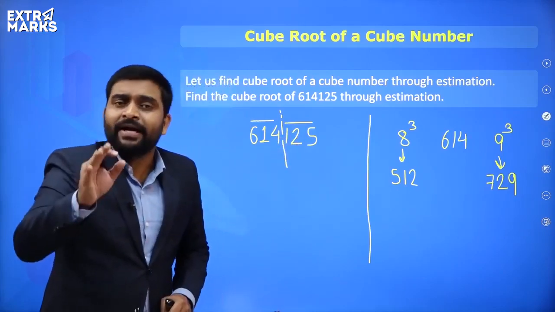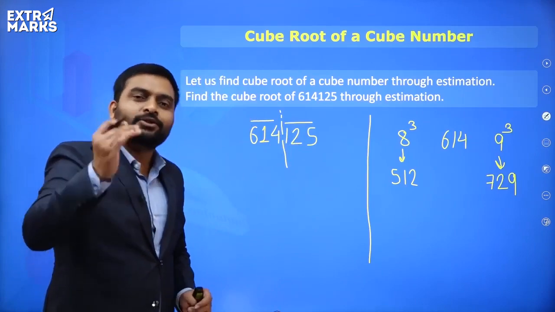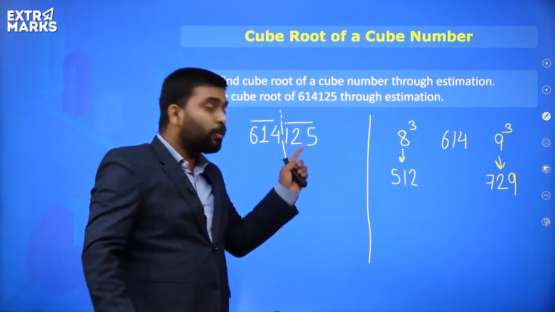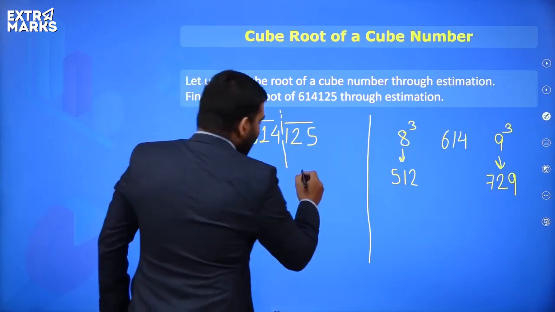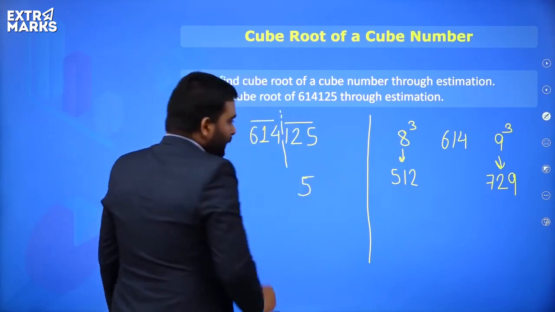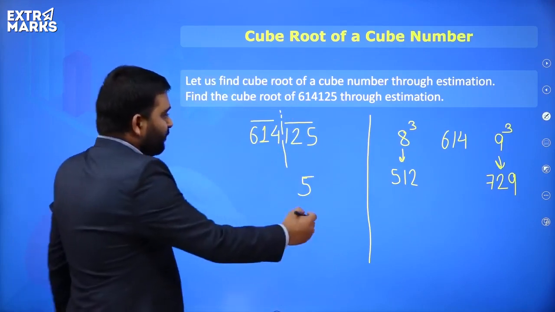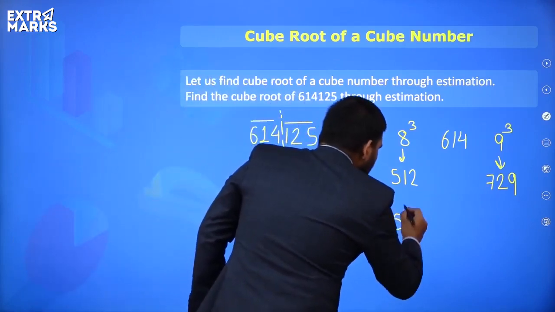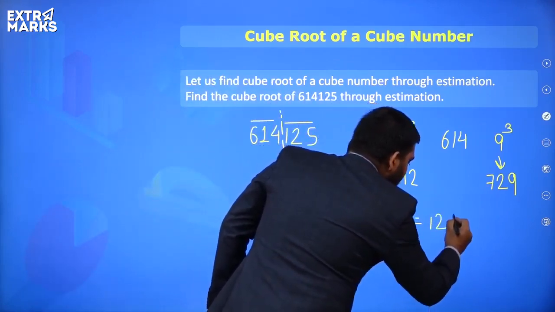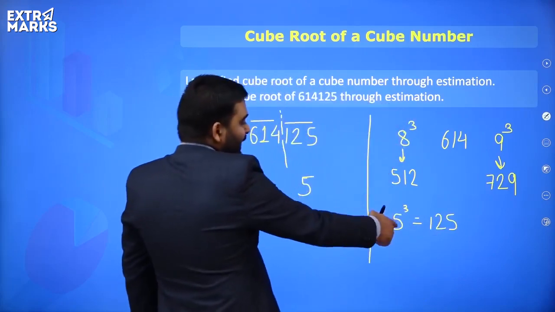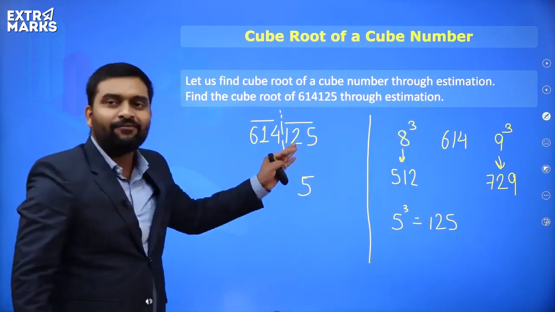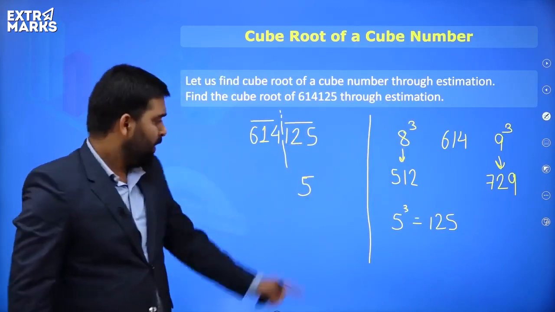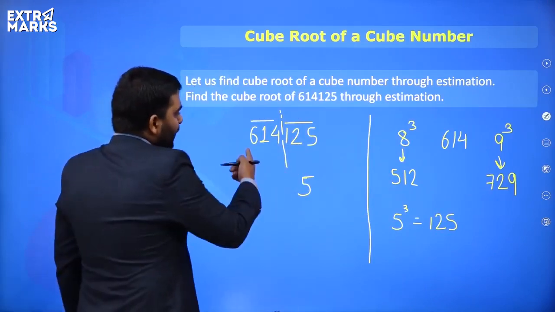A number ending with 5, obviously its cube root will also end with 5. You all know that. So yes, write 5. Correct? Because if you all see, 5 cube is how much? 125. So a number ending with 5, obviously its cube root will end with 5. So I wrote 5. Now 614.